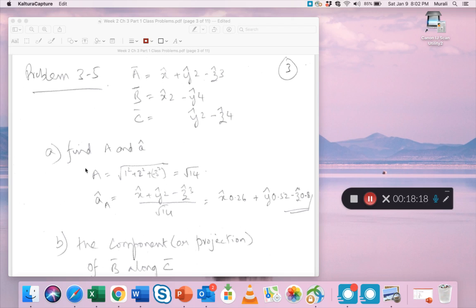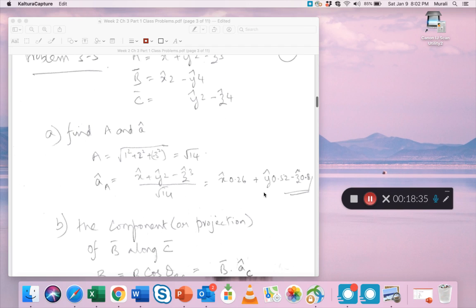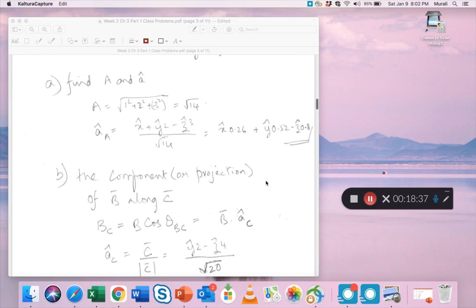Okay, so find A and A prime, right? So magnitude of A or A hat. Magnitude of A is this, and A hat, which is the unit vector, is you take that original vector divided by the magnitude and you get a unit vector. Okay? Now if you take the magnitude of this vector, you should come to 1, right? That's why it's called a unit vector.